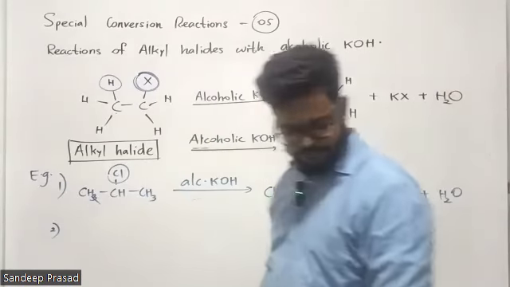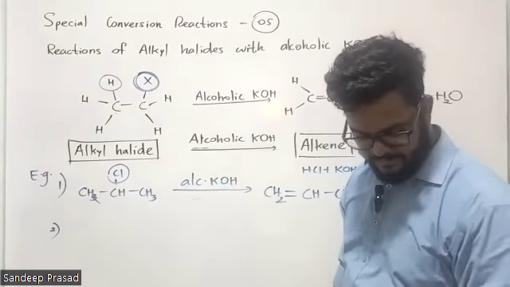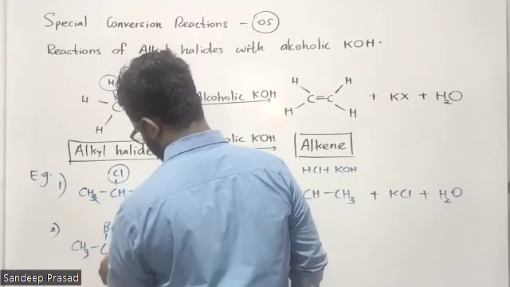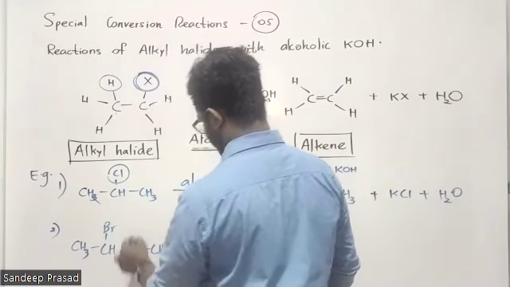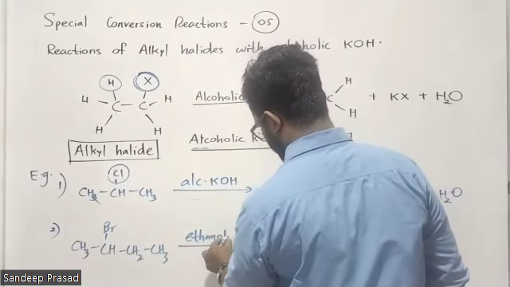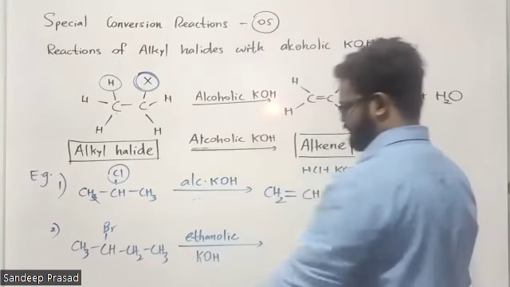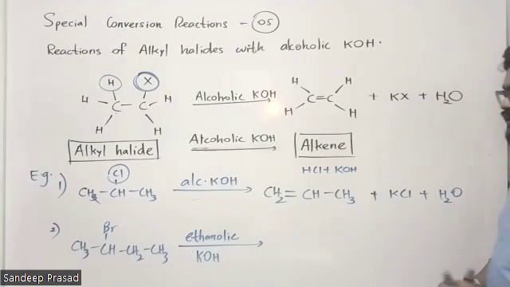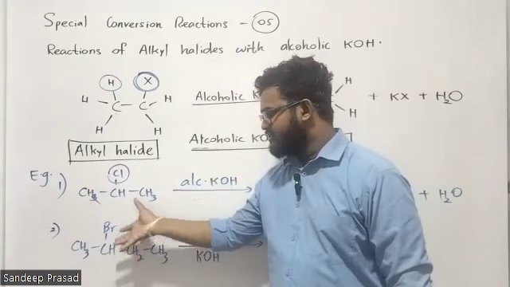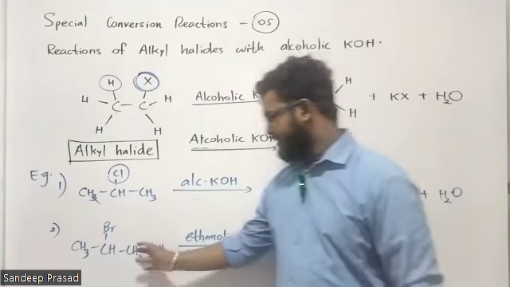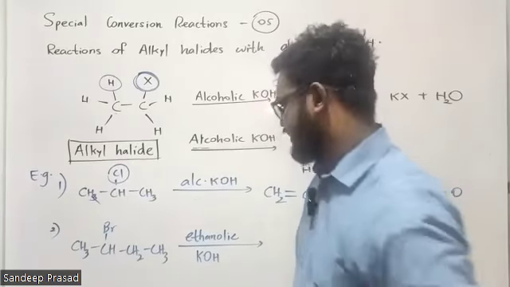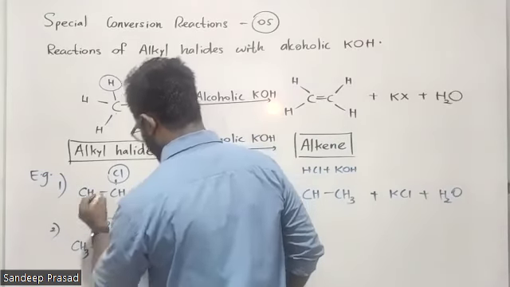Second example. In the second example, let me consider it in this way. CH3, CHBr, CH2, CH3, under ethanolic KOH. Now, students, you can see that this is a secondary alkyl halide, but this is not a symmetrical alkyl halide because the neighbors are different. Now we know that anyhow, the bromine atom should be eliminated from this carbon atom. For sure, it will happen.